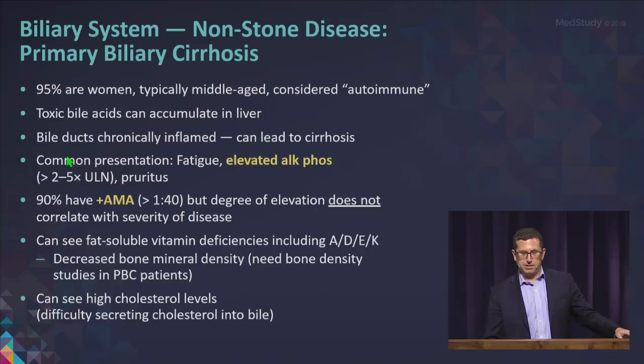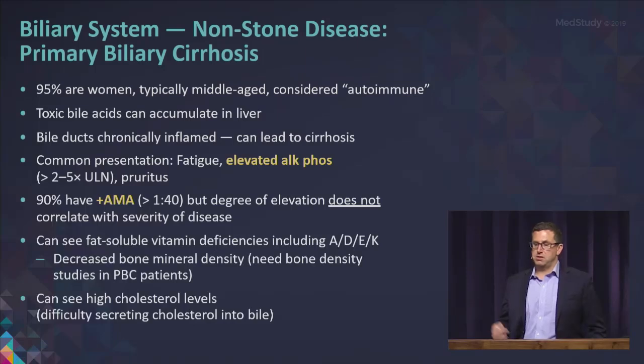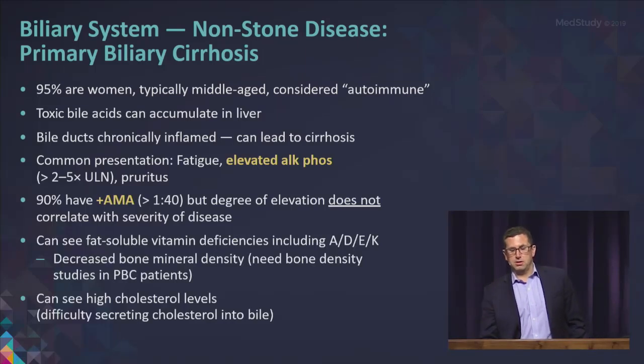So biliary system non-stone disease, so PBC, a fairly common disorder. 95% are women, typically middle-aged. It's considered an autoimmune disease. But really what's going on here is you have toxic bile acids that accumulate in the liver and they damage the bile ducts, and this leads to chronic liver disease and eventually cirrhosis. So the common presentation would be fatigue and an elevated alk phos and pruritus. And key here is the AMA, the anti-mitochondrial antibody.